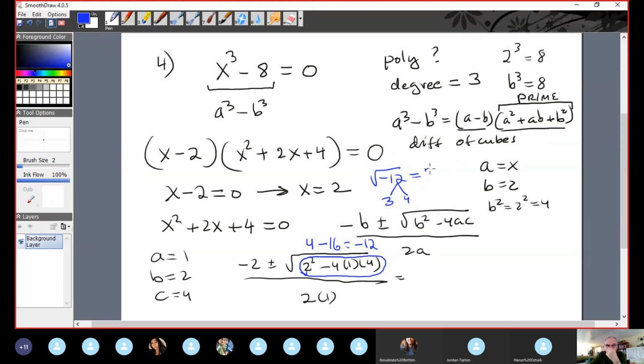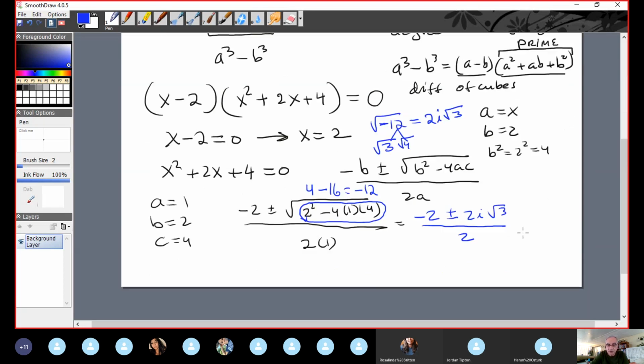So actually, it's 2, because the square root of 4 is 2, and 3 stays inside the radical. And of course, don't forget the i because it's negative. The solution is minus 2 plus or minus 2i radical 3, divided by 2. That's it, no? You keep going a little bit because it's a complex number, no?